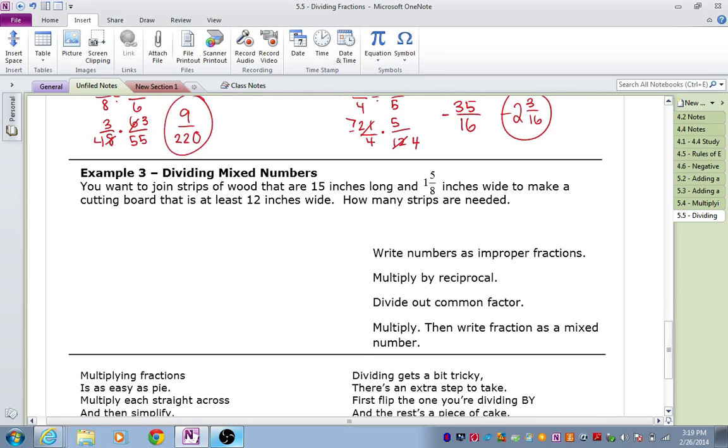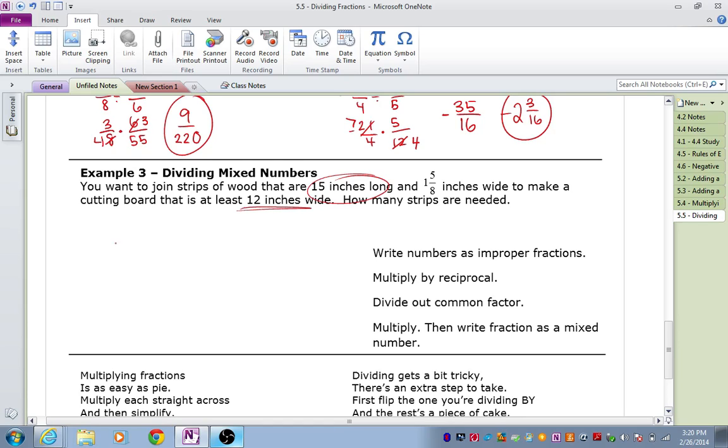Okay, let's do a word problem. You want to join strips of wood that are 15 inches long and 1 5/8 inches wide to make a cutting board that is at least 12 inches wide. How many strips are needed? Okay, there's some extra information here that we don't need. Does it matter how long our board is? The answer is no. We just want to know how many strips we need out of our 12 inches.